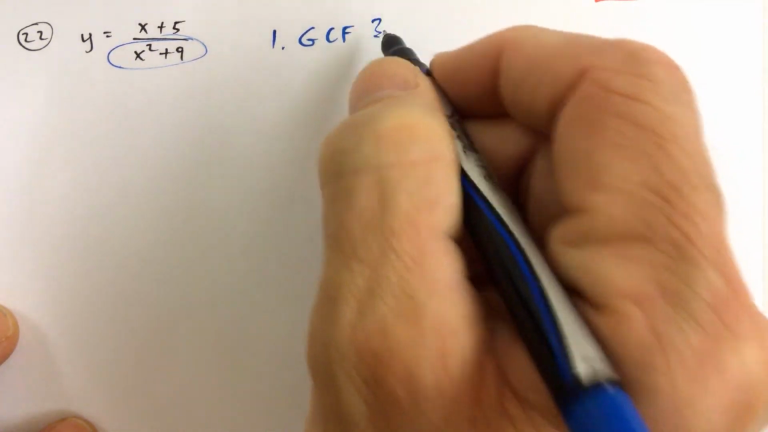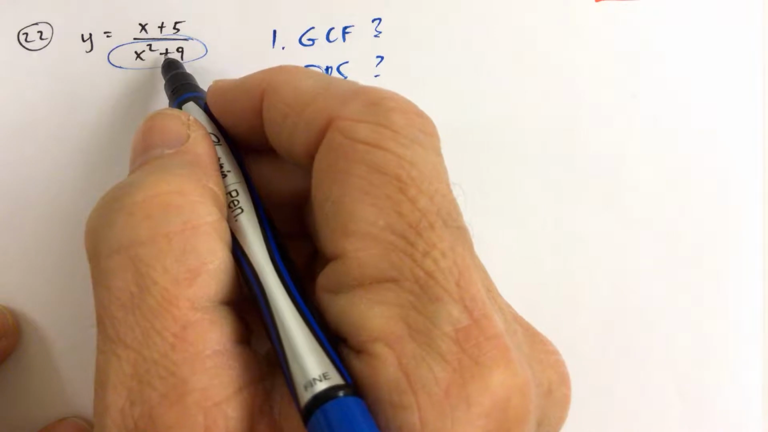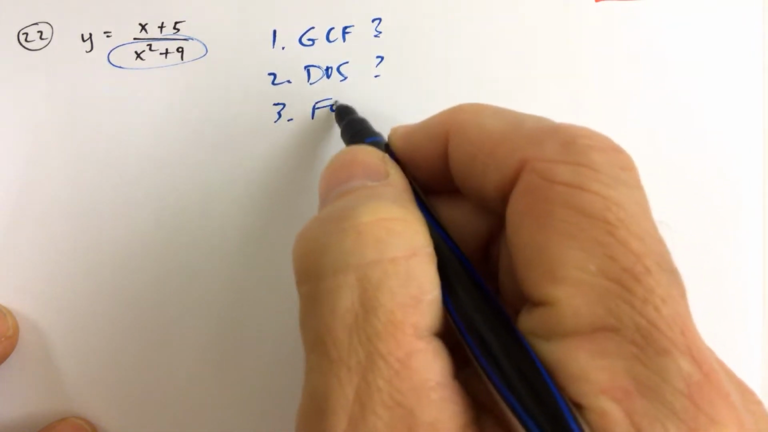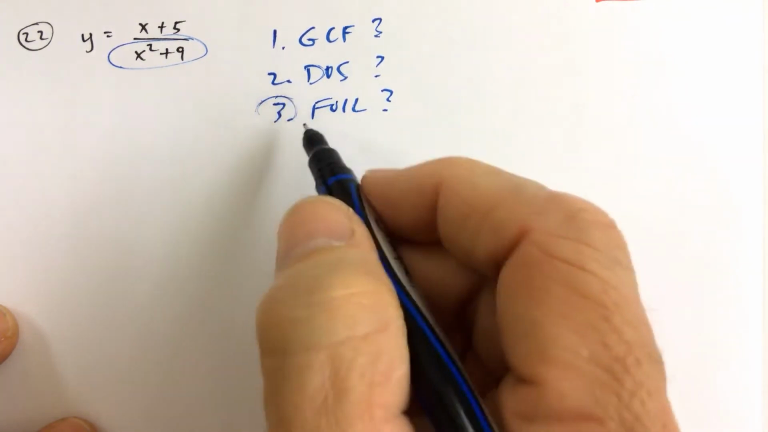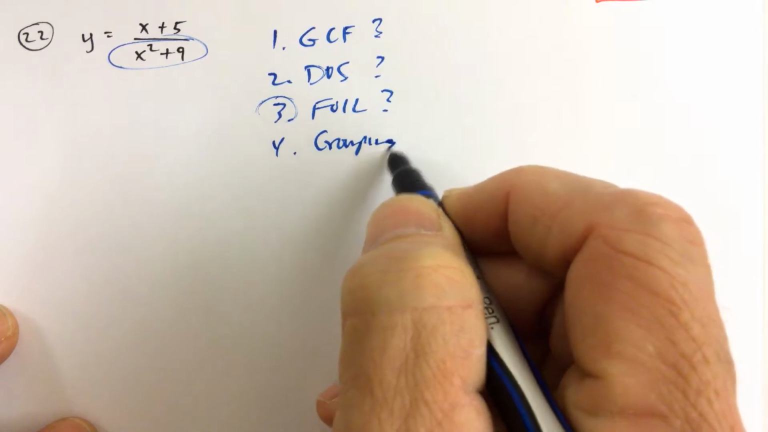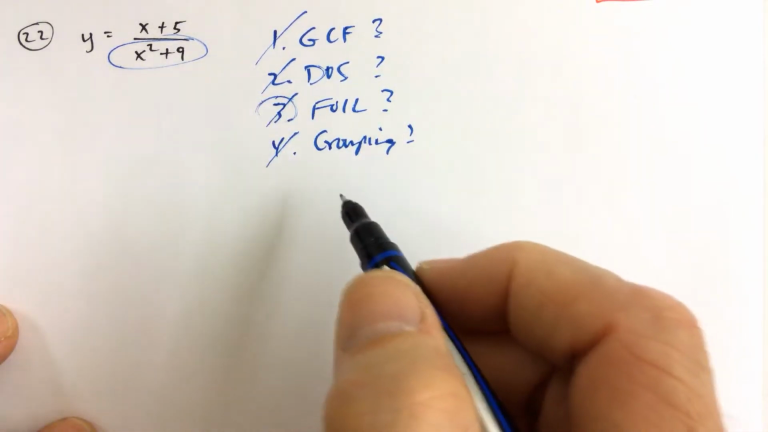Do we have a GCF? No. Do we have a difference of squares? We don't even have a difference. So if we don't even have a minus sign, we can't have a difference of squares. Do we have the ability to FOIL it? In other words, are there 3 terms? No. Do we have the ability to do grouping? No. So no, no, no, no. Therefore, not able to factor that.